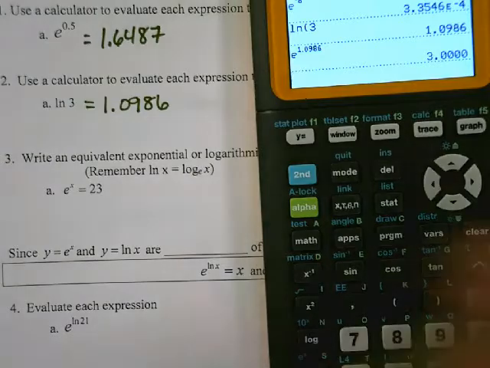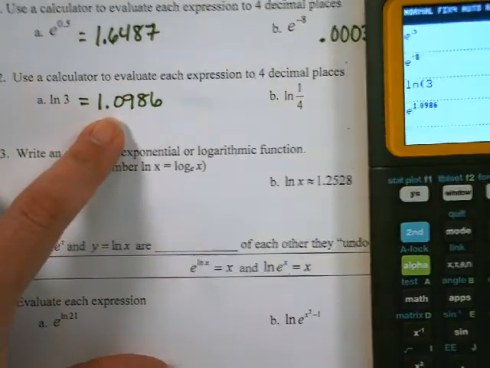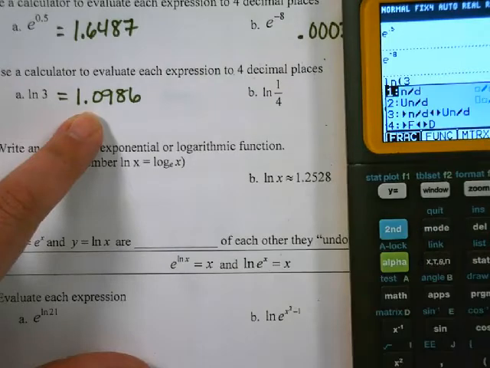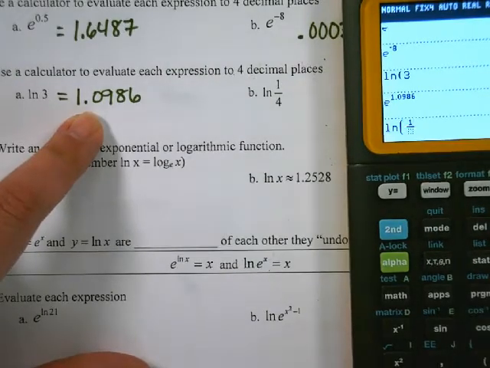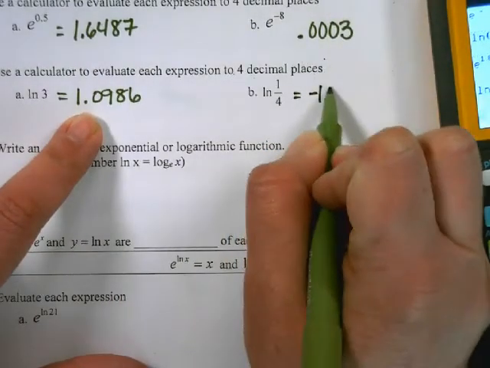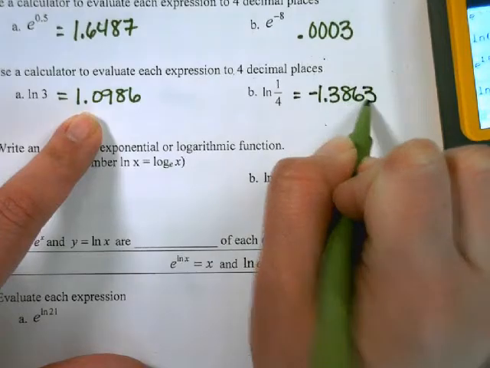Okay, so let's do another one. Natural log of 1/4. You could put in 0.5 if you don't want to put the fraction in, it doesn't matter. Negative 1.3863.